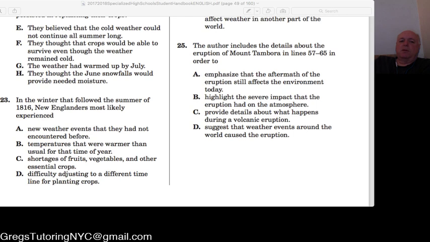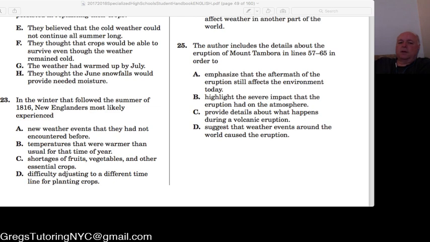B, temperatures that were warmer than usual for that time of year. No, everything seemed to indicate that it would be at least what was normal or colder. If the summer was colder, probably the winter was colder too. C, a shortage of fruits, vegetables, and other essential crops. It mentions this at least once, which is what the previous question was about, the crops being messed up. If the crops kept freezing and having to be replanted, that means the fruits, vegetables, and other essential crops never grew, so they had a shortage. So C is definitely true. C is better than B because B was not necessarily true. And A was true, but if you go back to the main ideas and supporting details, it's hitting on C stronger than on A.